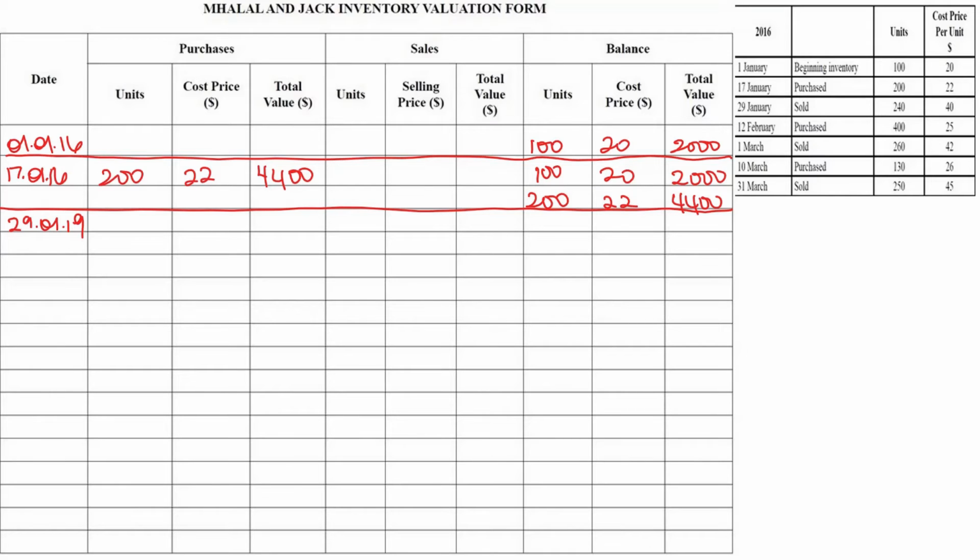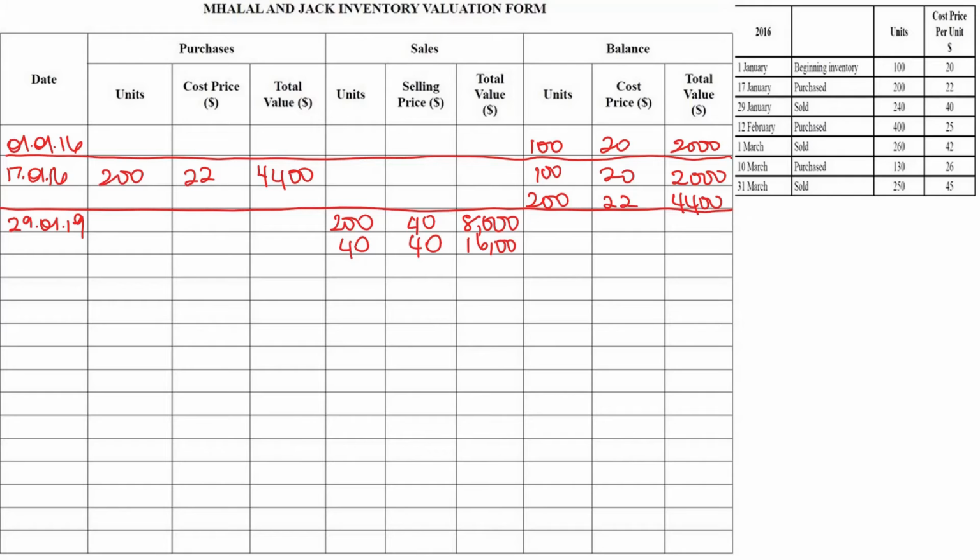So we're going to sell 240 units. So first we're going to sell 200 units. And then we're going to sell 40 units. So that will make up our total 240. And the price that we sold them at, $40. So the total value of the first 200 units would be $8,000. And the total value of the second 40 units would be $1,600.